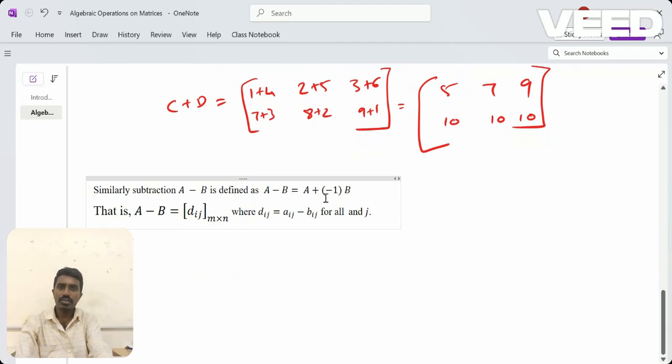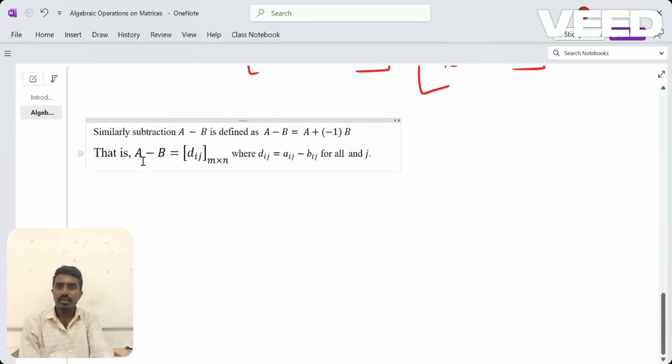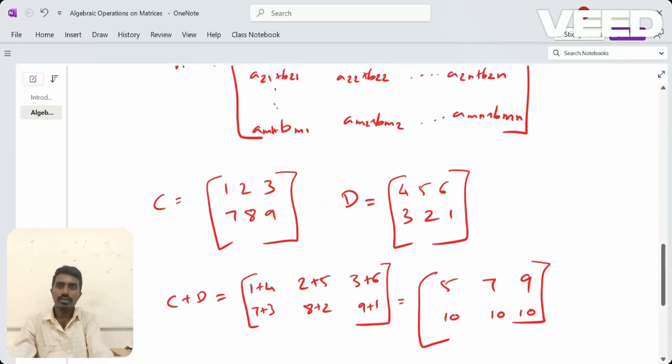Then A minus B is nothing but A plus minus 1 times B. So take the scalar multiple of minus 1 with B, and then add it to A. Then A minus B equals D_ij, whose order is the same, that is M by N, where D_ij equals A_ij minus B_ij. So you have to subtract the corresponding elements.